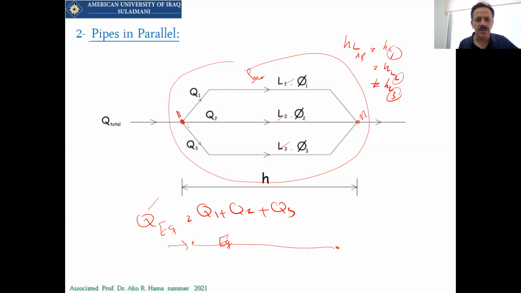So the head loss here is equal to the head loss in pipe 2, and it will be equal to the head loss for the equivalent pipe. So the equivalent pipe head loss is equal to the head loss of pipe 1 and the head loss of pipe 2 and equal to the head loss of pipe 3. Unlike the series, in the series we will add all the head losses together to get one head loss, and we say this will be for the equivalent pipe.